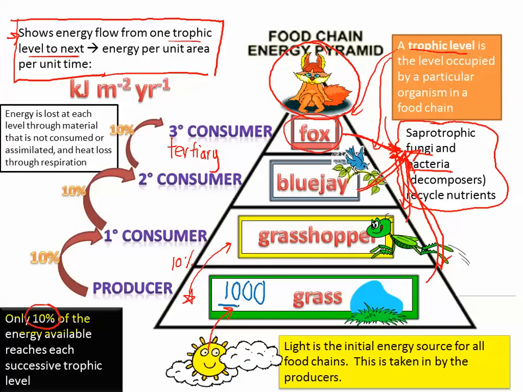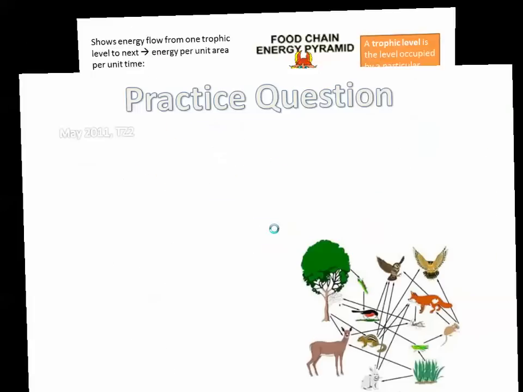If there's 1,000 units of energy available here, the question is, how many units of energy are available at this level? Well, use this simple math. Only 10% of the energy goes up each level, so if I go from here to here, I drop down to 10% of this, which is now 100. If we go up one more level, I end up with 10 units of energy, because that's 10% of 10%. So go back and check that out if you're not sure. You'll see some practice questions like that as well.